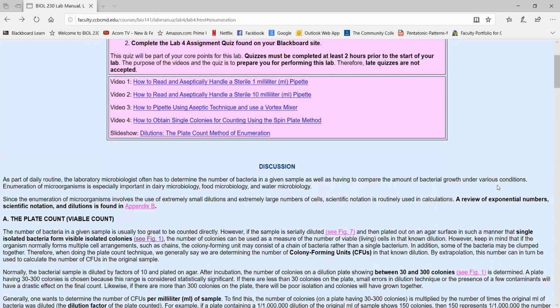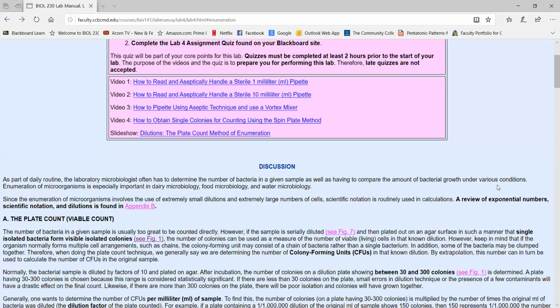So again, it's often important to be able to determine the number of bacteria in a given sample. But remember, in dealing with microorganisms, we're dealing with huge numbers, very large numbers. So often the work is done using scientific notation. But again, in this lab and on the problems on the quizzes, you can use either scientific notation or old longhand math with all the zeros, as long as you can get the right answer.